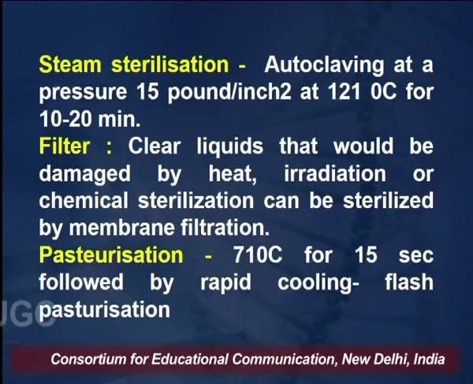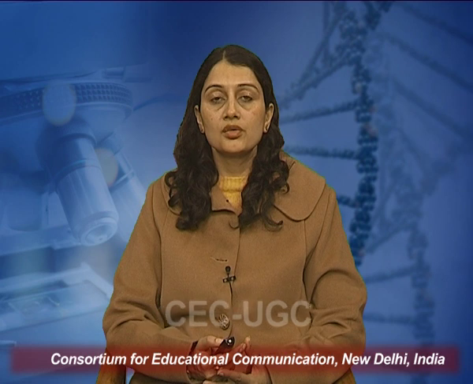Steam sterilization will use moist heat or wet heat. Autoclaving is such a technique in which you use steam sterilization. So autoclaving at high pressure, which is 15 psi at 121 degrees Celsius for 10 to 20 minutes, is sufficient to kill all the microorganisms. And it is the most commonly used technique in labs. We have different types of autoclaves which are used for steam sterilization.